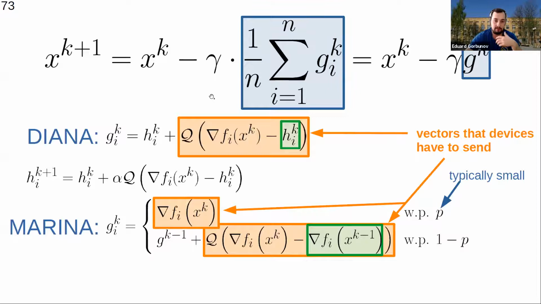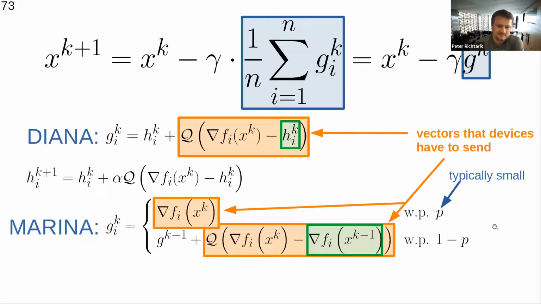Yes, and in the method, devices just compute either this thing or this thing, and they never add GK minus 1 to the quantized gradient difference. GK minus 1 is added to the average of these quantized gradient differences on the server side, when the server computes GK, namely this average.